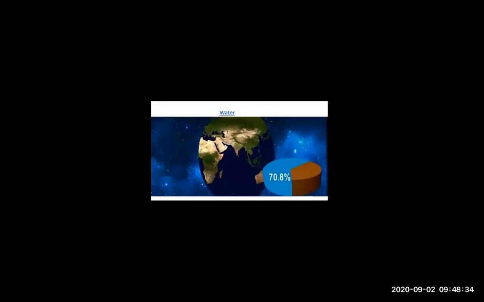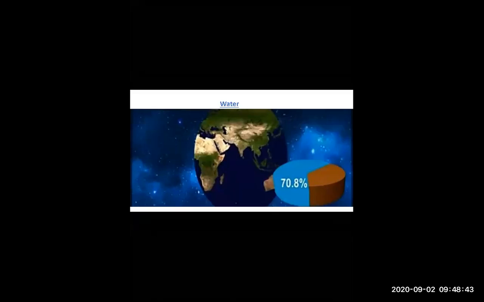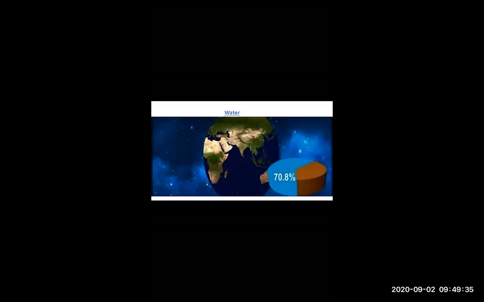But as you all know, there is 70.8% of the water on the earth. So now we will start. Water is, as you all know, 70.8% of the earth, and the distribution of water is very uneven. If you see in a desert area, there is limited water. In a south side or a rainy side, you can see that there is ample water, so much water over there.